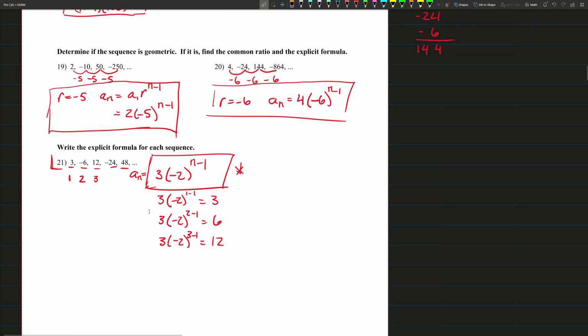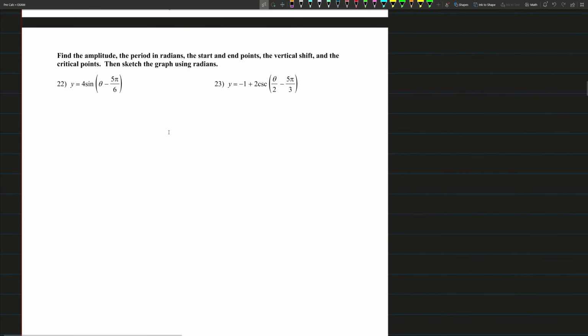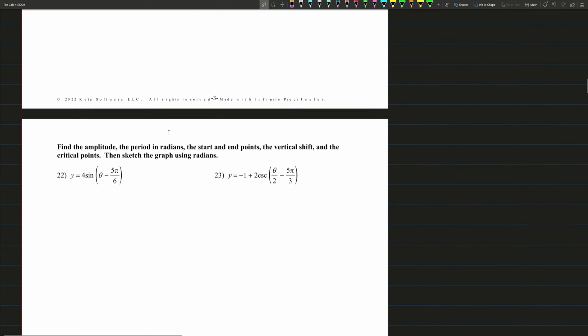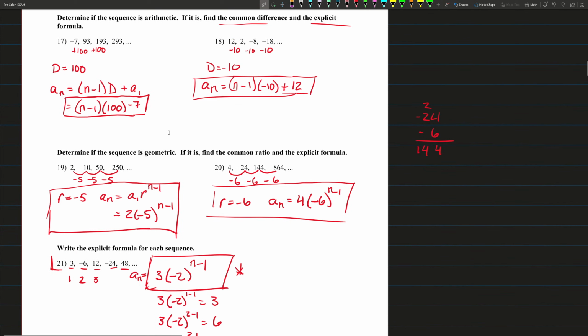All right, so those are the sequences. Again, arithmetic, geometric, and any. Now we get to the graphing parts. All right, and just so we see this, I want to make sure I get my points right.